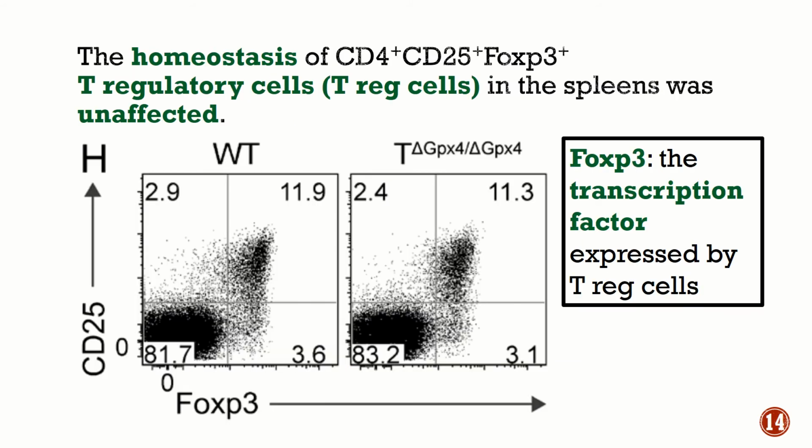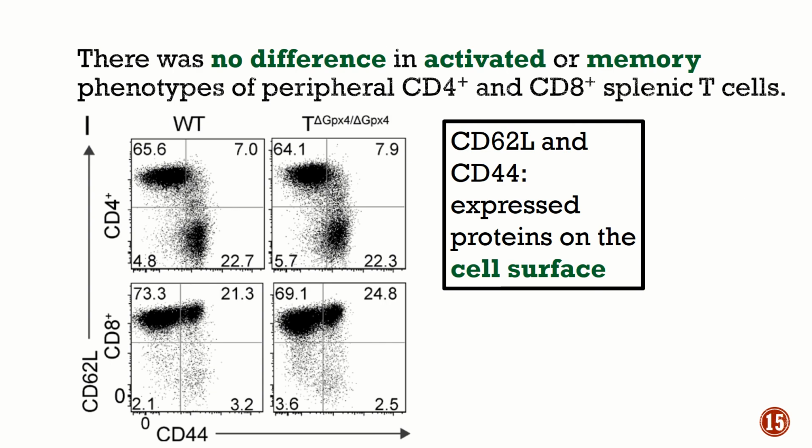Next, we can see that regulatory T cell homeostasis is not affected by the lack of GPS4. And we can also see that the activated form of memory T cells is not affected when GPS4 is absent. In these two figures, there are different kinds of cell surface proteins that are very specific for T memory cells or T regulatory cells, so they can be detected.